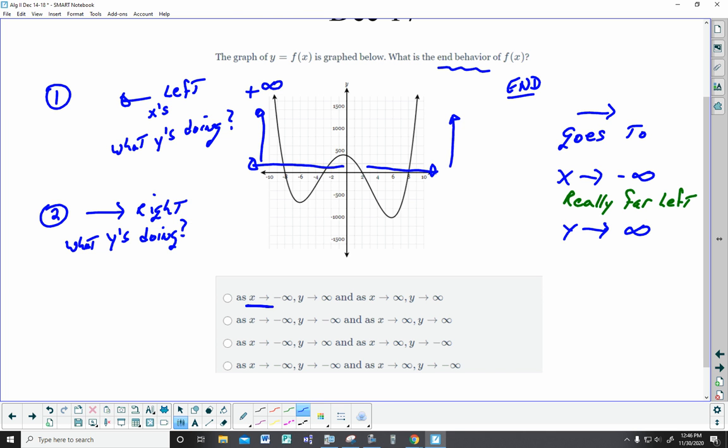So far, this one's not doing too bad. Now let's look at the right side. As you go really far right, positive infinity. As x goes really far right, the y values go where? Also to positive infinity. That's the first choice. So you choose this, and away you go. So the first one, we don't have to work through any others.